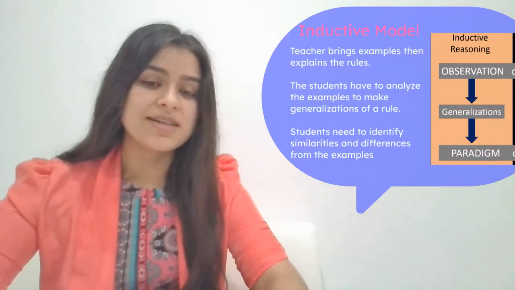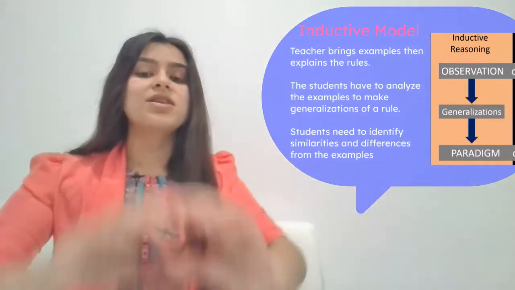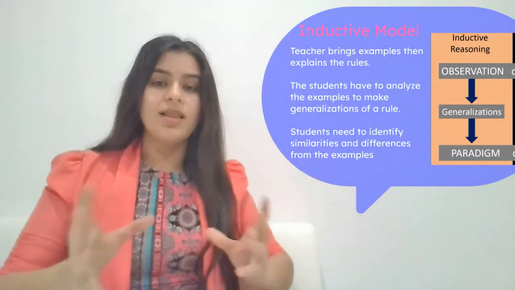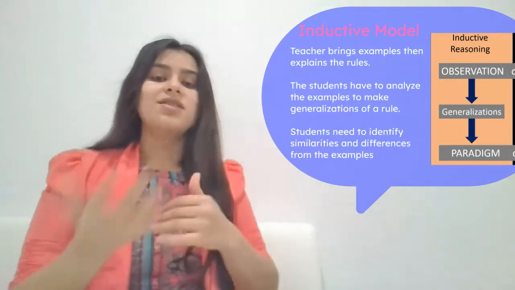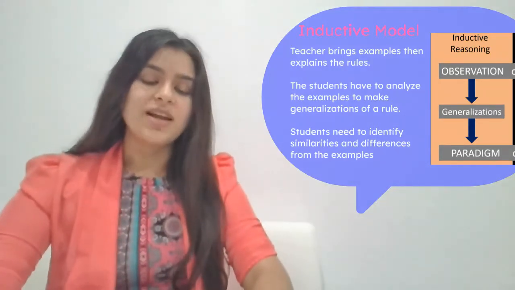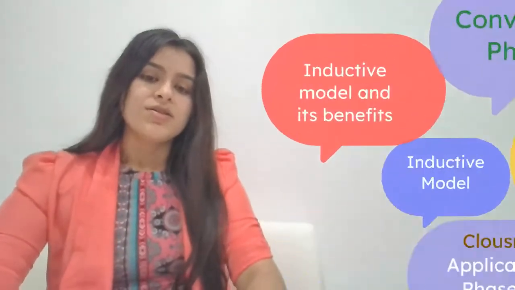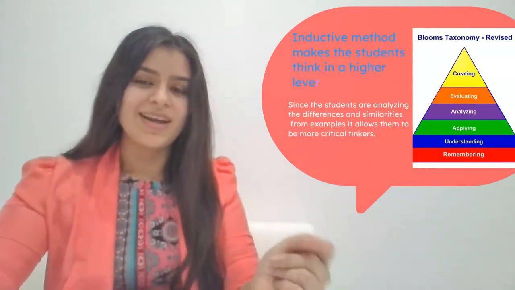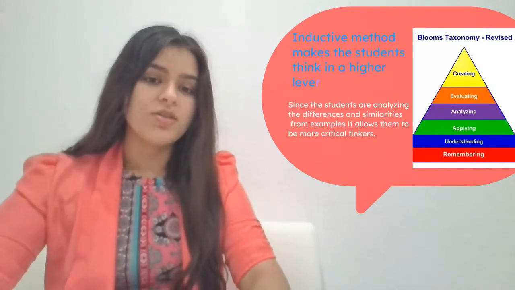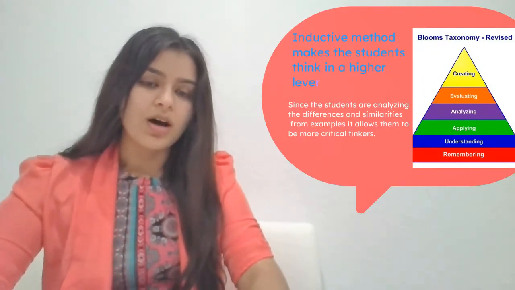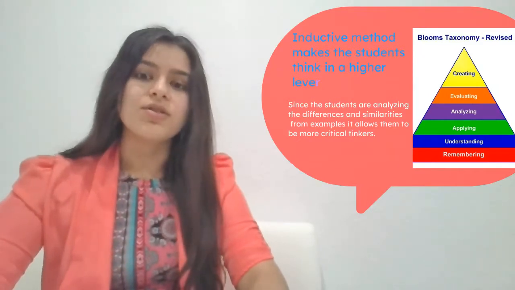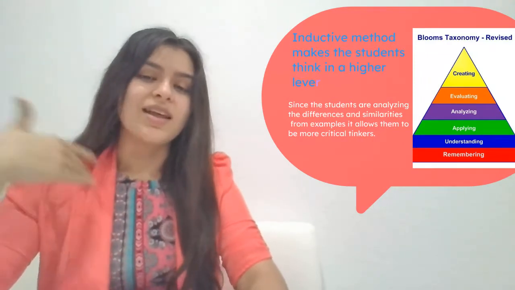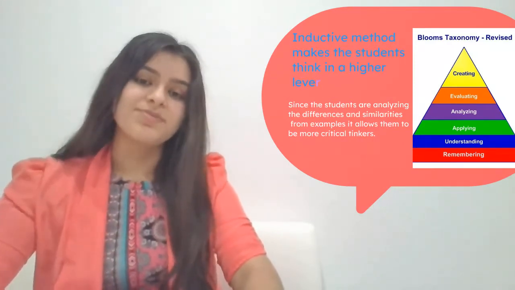Students need to identify similarities and differences from the examples. So the students have to start observing the concept, and then they have to make generalizations, and then at the end they know and learn the whole concept. So they start inductively, right? Then I'm going to tell you the benefits. Since the students are analyzing material from the beginning, you can see that analyzing is already on the fourth level of Bloom's taxonomy. This means that students can be thinking at a higher level from the beginning. This is a benefit that the inductive method provides to the students.